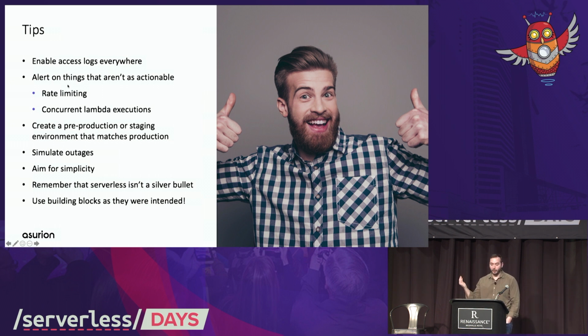Also, create a pre-production or staging environment that matches production as close as possible. This sounds really simple, but when I talk to people, there are those that don't do this. And this will save you not only potentially from a bad deployment, but you can test architectural changes, and very importantly, you can simulate outages. So absolutely go into your environments, be that kind of chaos monkey, simulate outages, remove IAM policy permissions, make things non-existent, and see how your system reacts.